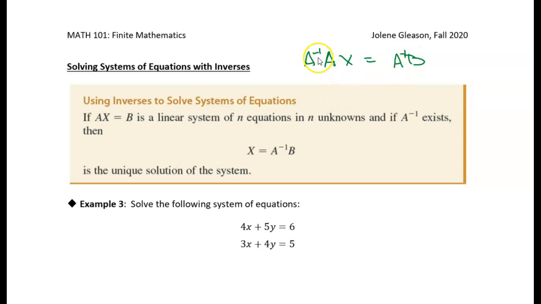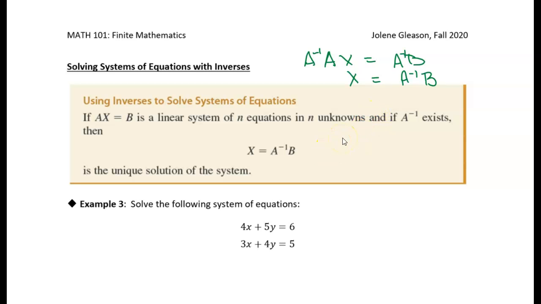And then this A inverse times A becomes just the identity matrix. And because it's the identity matrix, when we multiply the identity matrix times X, then what we have is X is equal to A inverse times B. Okay? That's the idea. There is no division with matrices, just multiplying by the inverse, which is equivalent to division.